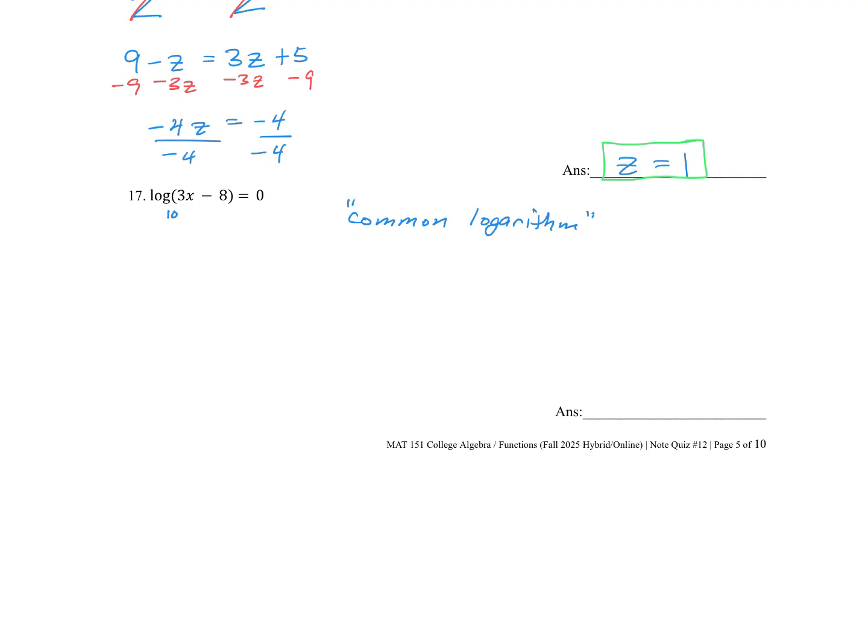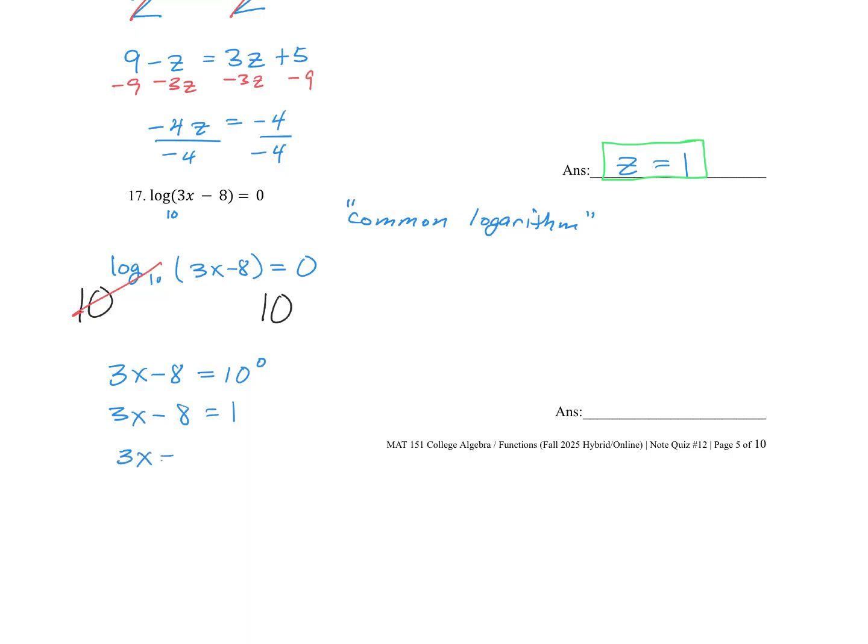Again, a log without a number, it's 10. So this is really log base 10 of 3x minus 8 is equal to 0. If I want to cancel out that log function, I will use its inverse, which means I'm going to use a big 10 here and a big 10 there. Once again, the exponential function and the log are inverses. They cancel out, and I get 3x minus 8 equals 10 to the 0 power. And we all know that anything to the 0 power is going to be a 1. So that's 3x minus 8 equals 1.